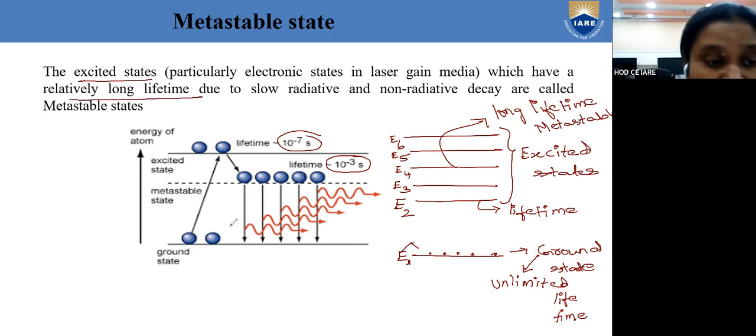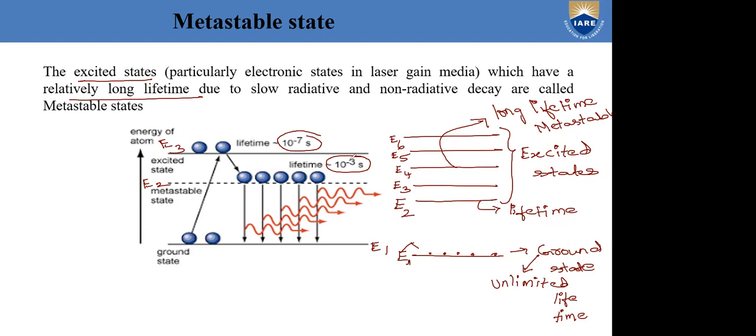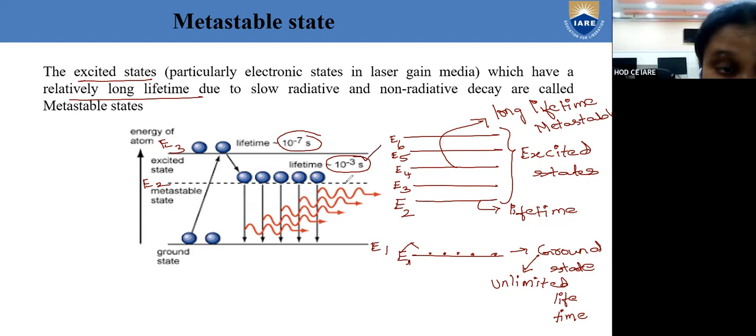Now here, if you look at this figure, this is our ground state E1. This is one excited state E2, and this is the second excited state E3. What is the lifetime of E3? 10 to the power of minus 7 seconds. What is the lifetime of E2? 10 to the power of minus 3 seconds. Which one is more, minus 3 or minus 7? Which value is more? 10 to the power of minus 3, because it is minus 3, so this value will be more. So this energy level has more lifetime, so that's why I'll say that this E2 is the metastable state.